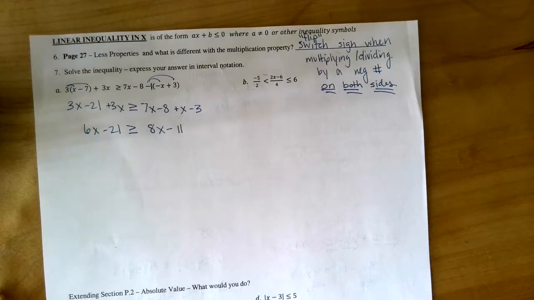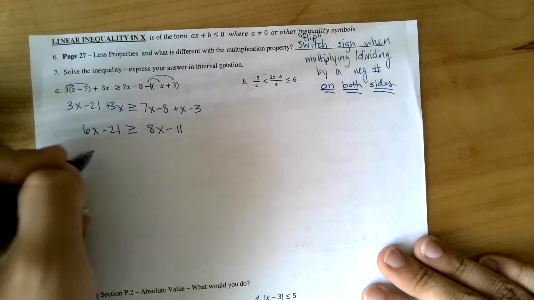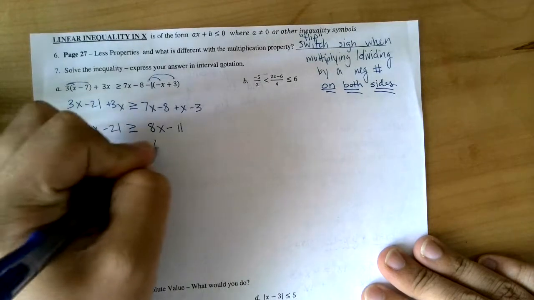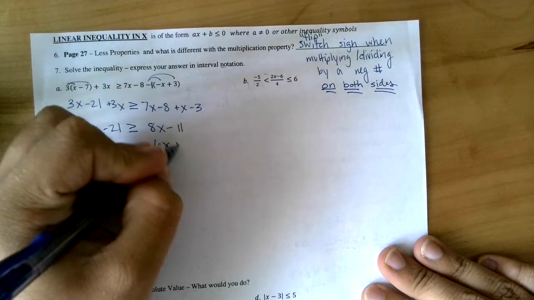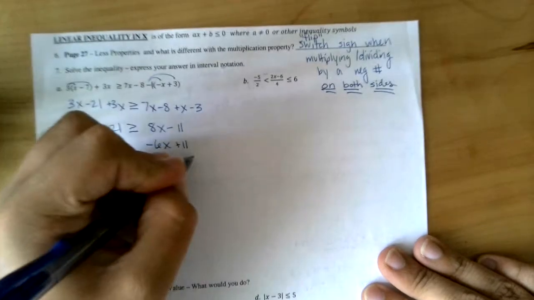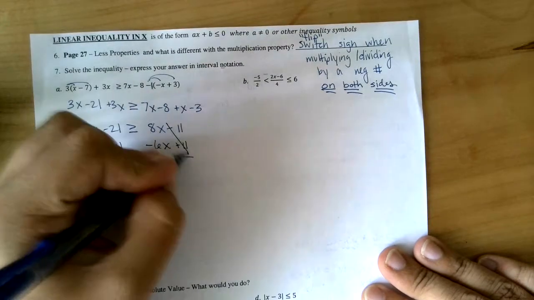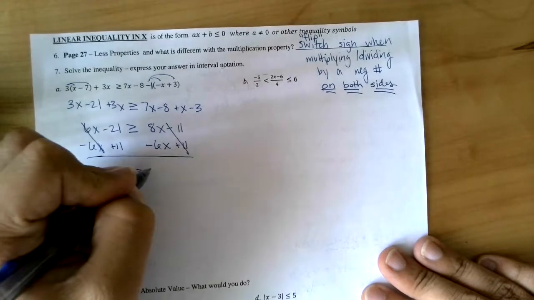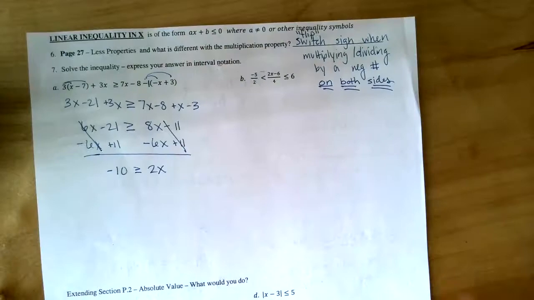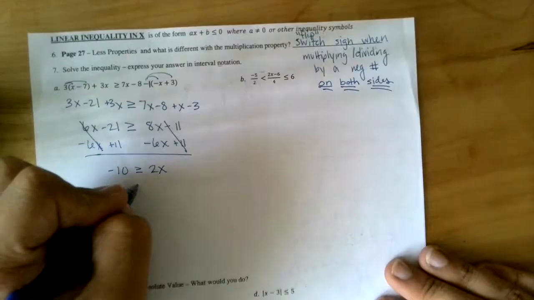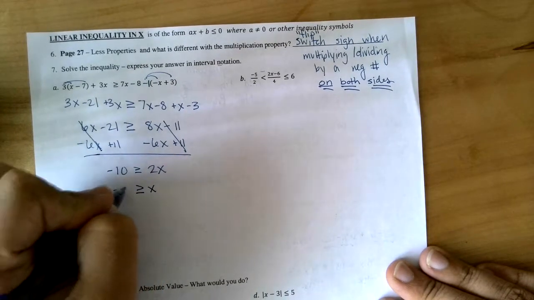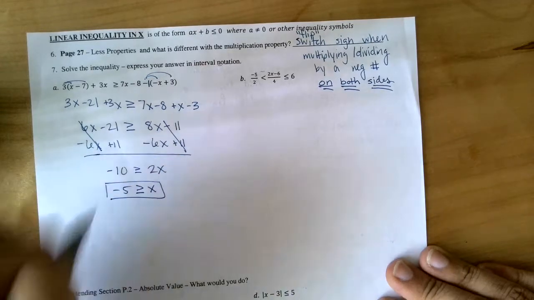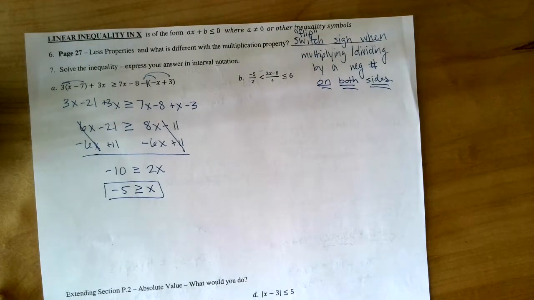Same thing here. I'm going to choose to keep things positive. So I'm going to subtract 6x from both sides, and then I'm going to add 11 to both sides. Some things go away. We're going to get negative 10 is greater than or equal to a positive 2x. Then I'll just divide both sides by 2 and get negative 5 is greater than or equal to x. You're allowed to have x on the right-hand side, not a problem.